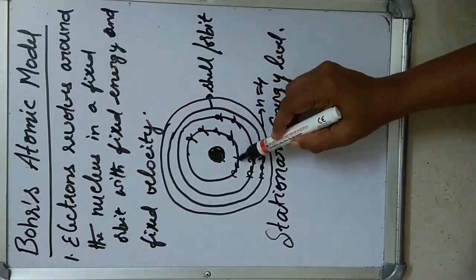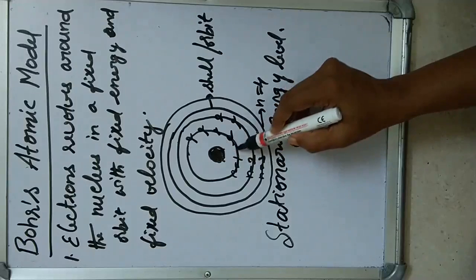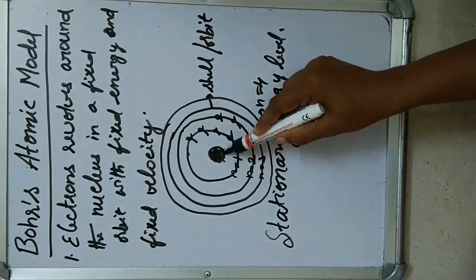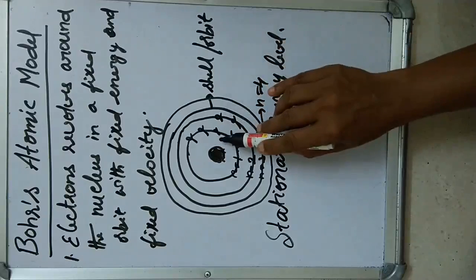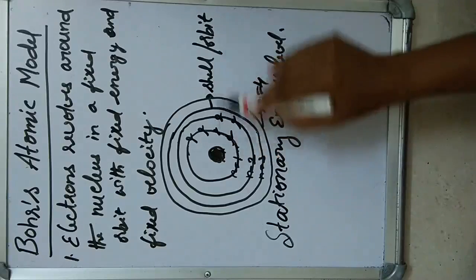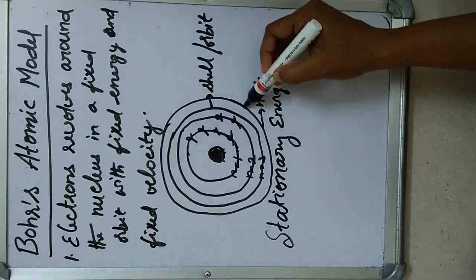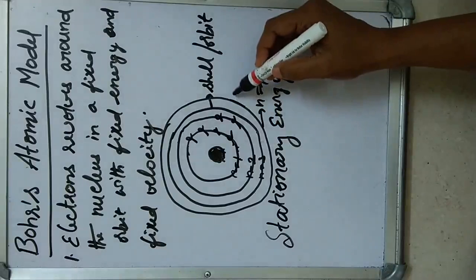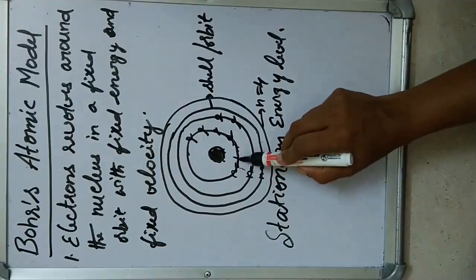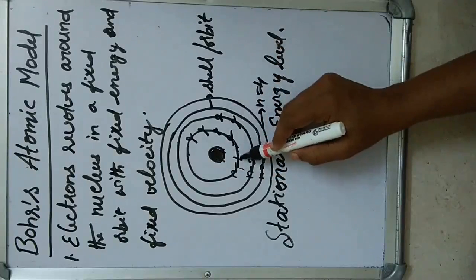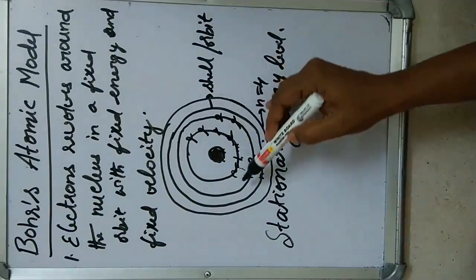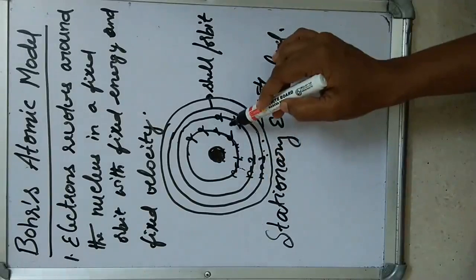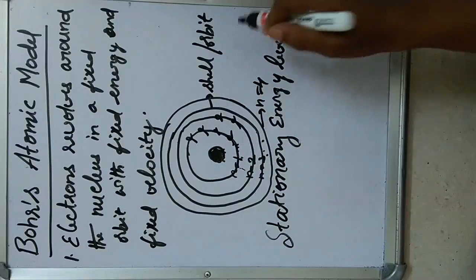A shell closer to the nucleus has a lower energy. As shells move away from the nucleus, the outer shells have a higher energy. So the n is equal to 1 level has a lesser energy compared to n is equal to 3, which has a higher energy. So each is in a fixed energy level, and that's why it is called a stationary energy level.